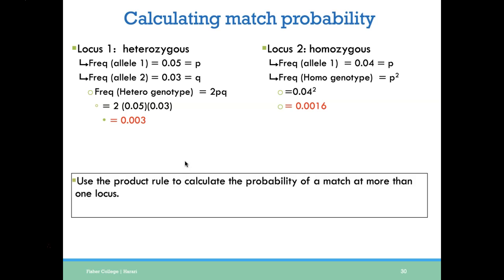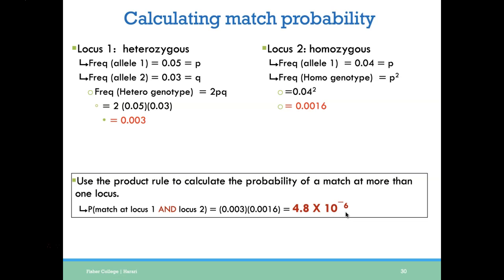So now, what is the likelihood of somebody getting a heterozygous locus 1 and a homozygous locus 2? We could use the product rule to calculate the probability of a match at more than one locus. So the probability of a match at this locus and a match at this locus would be 0.003 times 0.0016, which is 4.8 times 10 to the negative 6. Very, very low number, right?